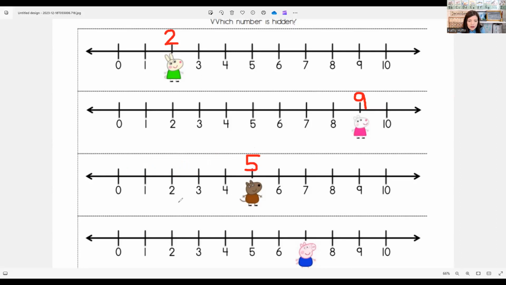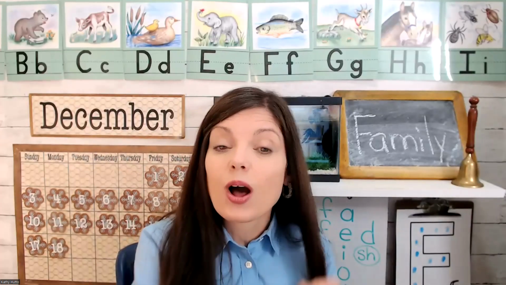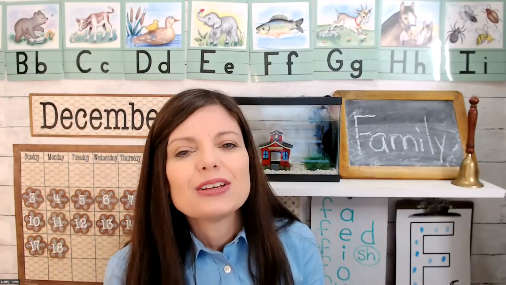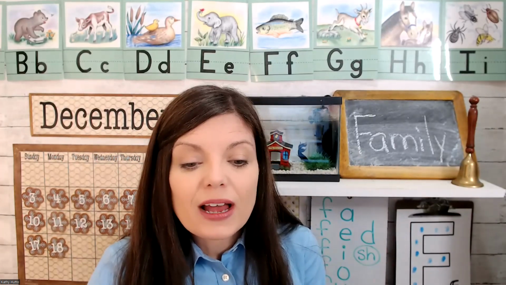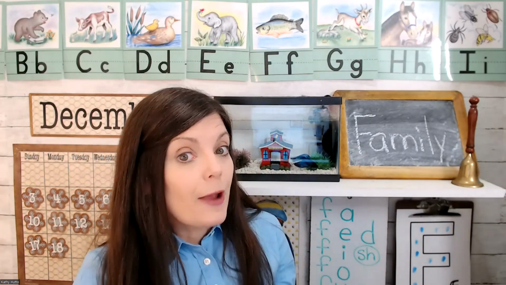Okay, let's do the last one. George is hiding one of the numbers. 0, 1, 2, 3, 4, 5, 6. What's the missing number? 7. And then 8, 9, 10. Well, you did a great job today finding all the missing numbers that Peppa's family and friends were hiding. Well, now it's time for us to do some shape practice.